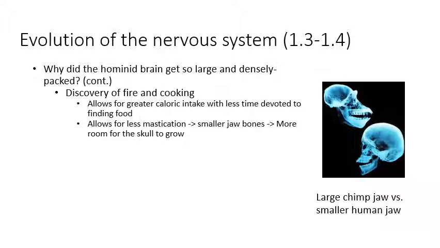If your food is cooked, you don't have to chew as much, which allows for smaller jawbones, which allows for more room for the skull to grow, which might seem kind of far-fetched, but there's some indication that the more intelligent Homos became, the smaller the jaw size was.